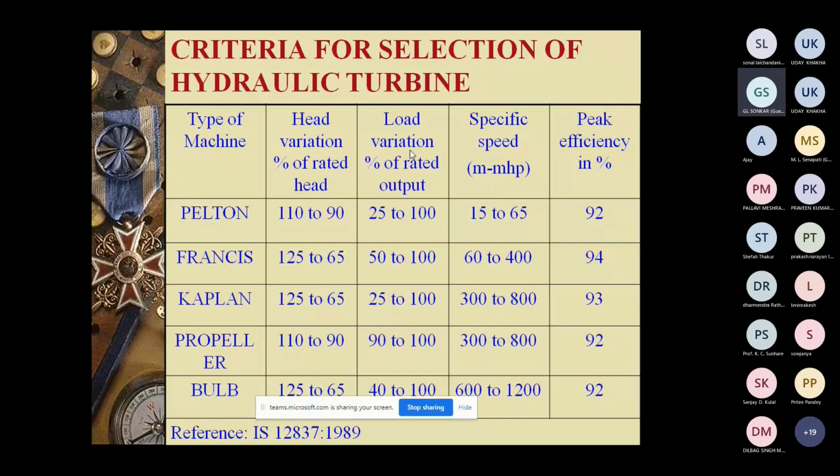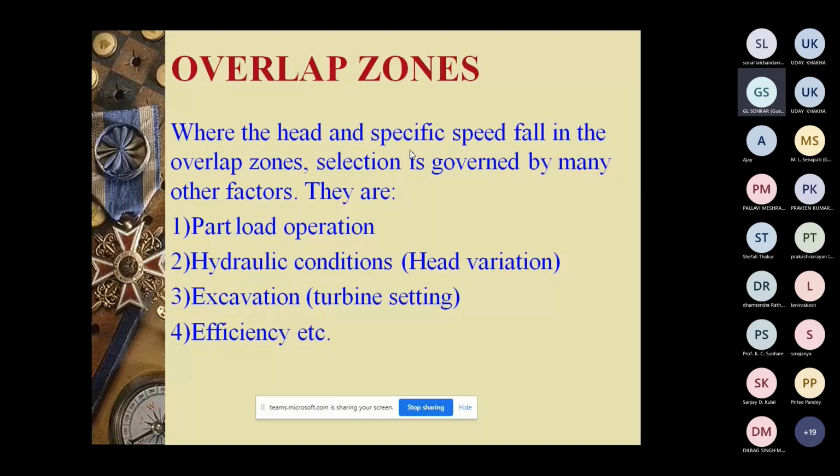So if you have any confusion between Francis and Kaplan, or for a particular location you are in a dilemma whether to go for Francis or Kaplan, check what the load variation there is. If you get load variation, Kaplan is better. Then check the maintenance; from the maintenance point of view, you can choose Francis also. These are the things that should be taken care of when you are selecting hydraulic turbines. See the overlapping zones, as I told earlier. If you are in the overlapping zone, two or three turbines may be chosen for a particular site.